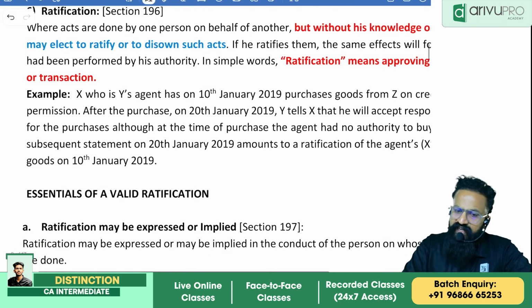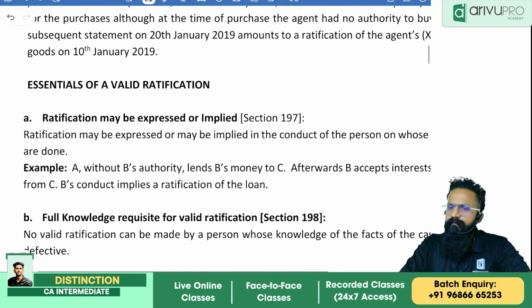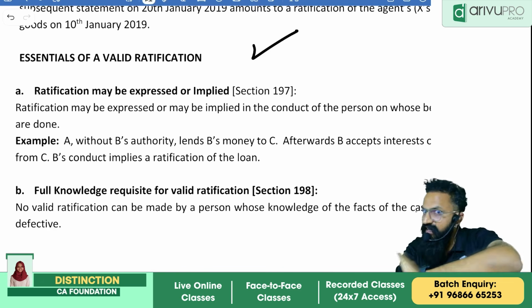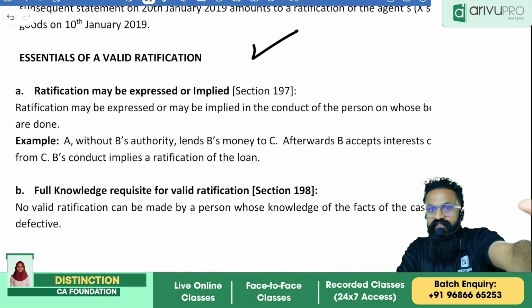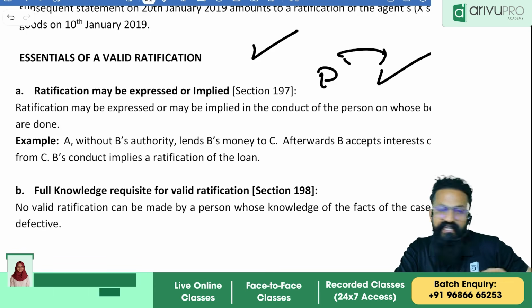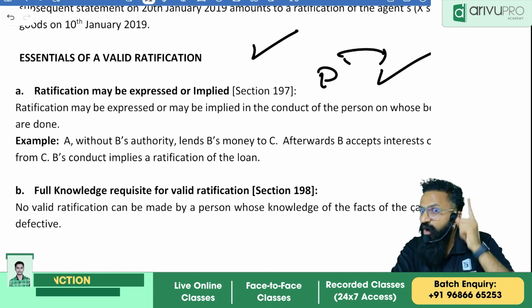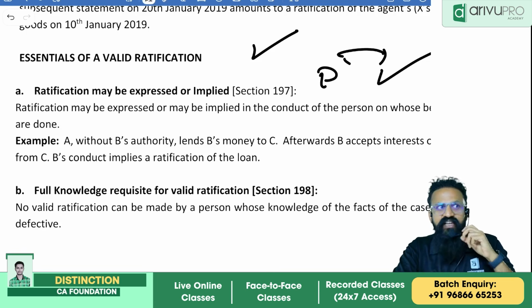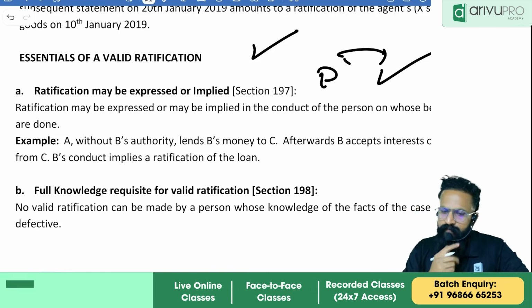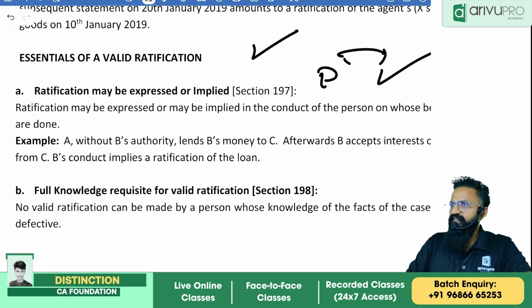Okay, next one is ratification. What is ratification? When the agent did something, he did not have the authority. He did it off his own bat. The principal later makes the agent's act valid. When you did it, all those things were invalid, but I later on made it valid. Such things are called ratification.